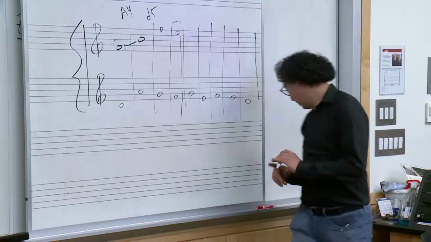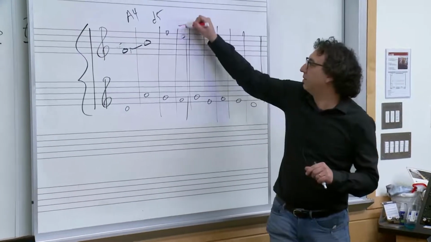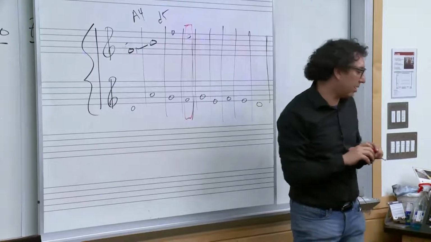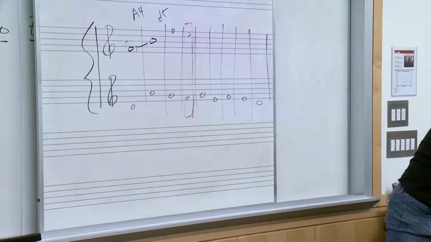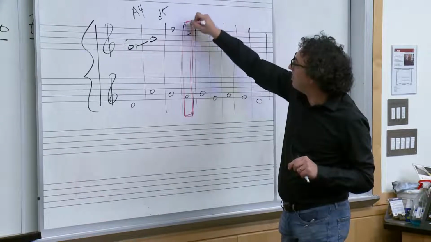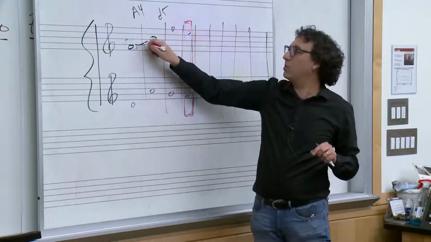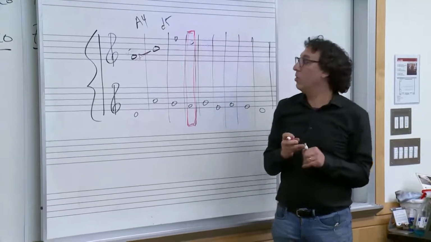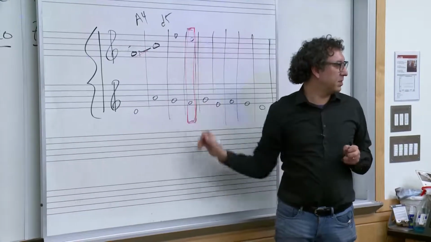Sorry, I need two colors. Somebody said it. I just didn't hear. No, I think I heard it properly. So, seventh, yeah. So in first species, the rule is all horizontal intervals must be consonant, and all vertical intervals must be consonant.